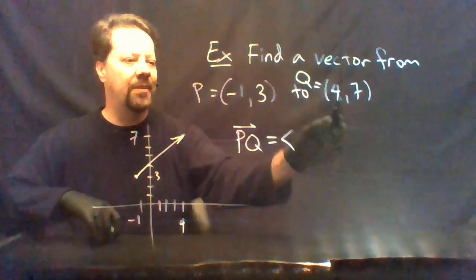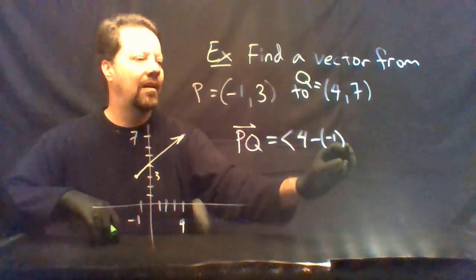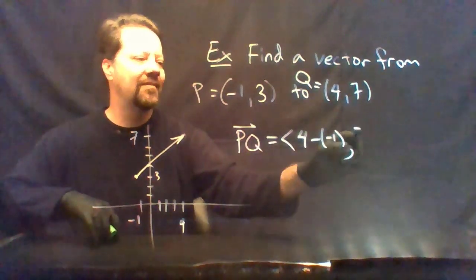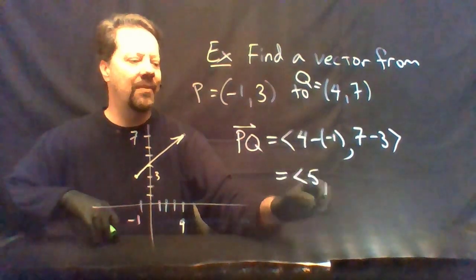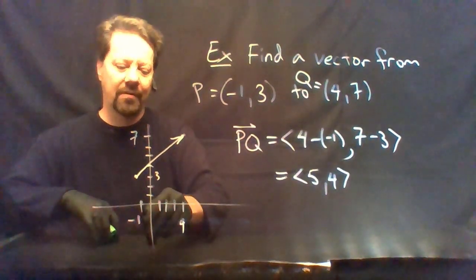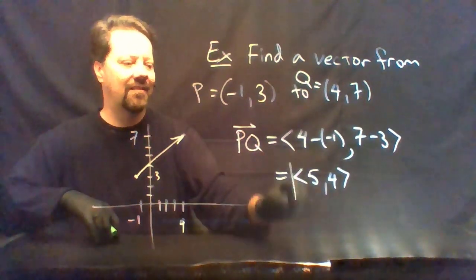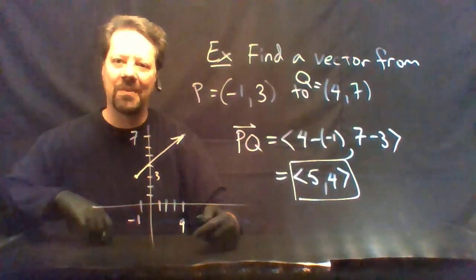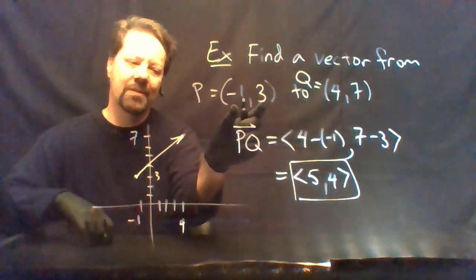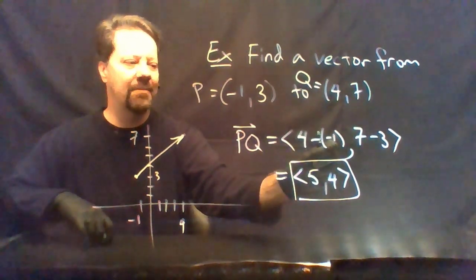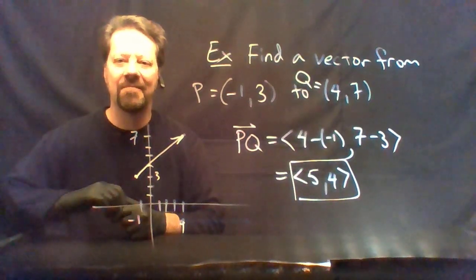The way to get a coordinate representation is to subtract the coordinates. So you can see that we get the vector 5, 4, over 5 units and then up 4 units. So very simple. Subtract coordinates from the terminal point to the base point. Terminal point minus base point. Terminal point minus base point. And that gives you the coordinates of the vector. Very simple.